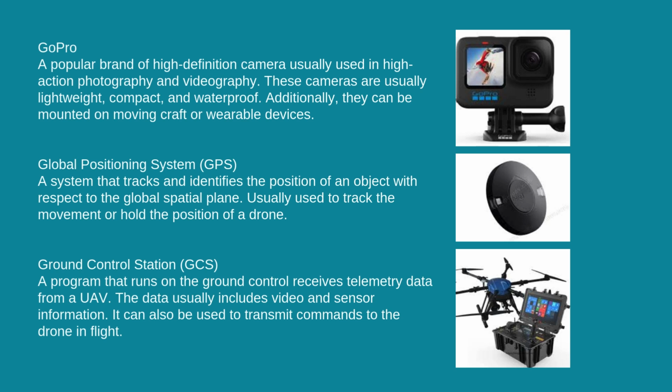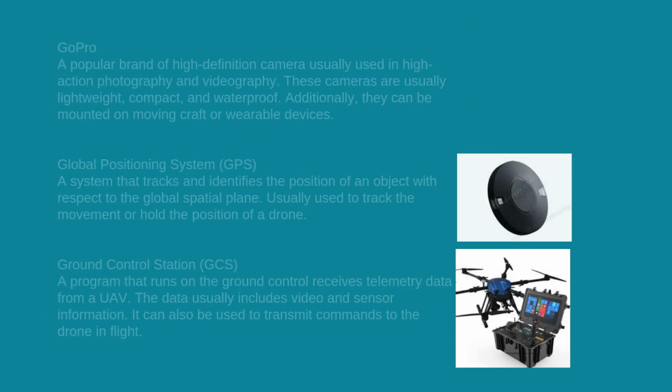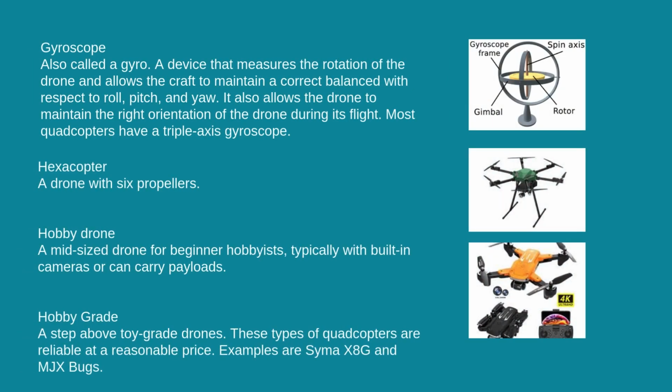Ground Control Station, GCS: a program that runs on the ground and receives telemetry data from a UAV. The data usually includes video and sensor information. It can also be used to transmit commands to the drone in flight. Gyroscope: a device that measures the rotation of the drone and allows the craft to maintain a correct balance with respect to roll, pitch, and yaw. It also allows the drone to maintain the right orientation during its flight. Hexacopter: a drone with six propellers.